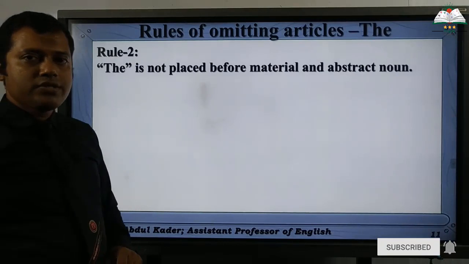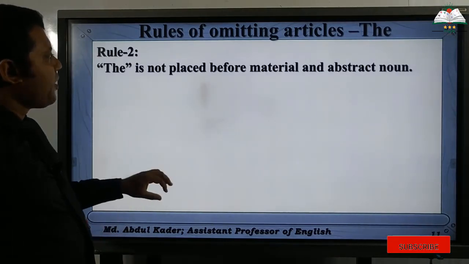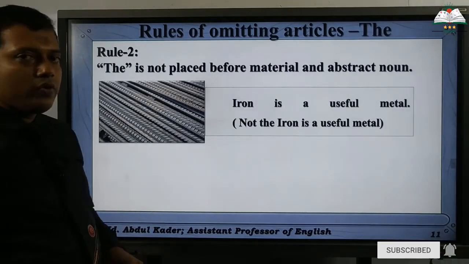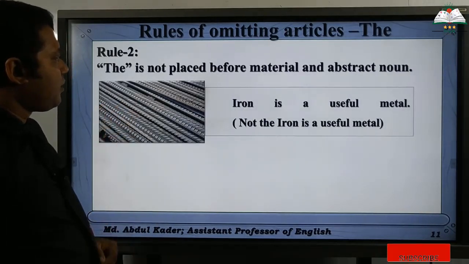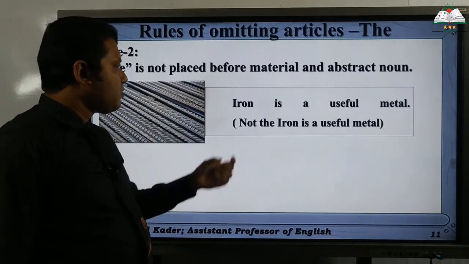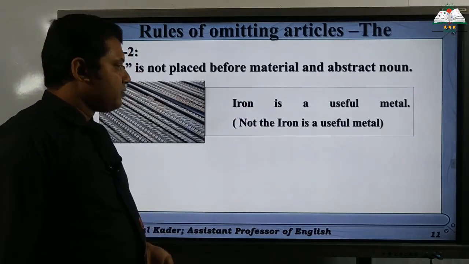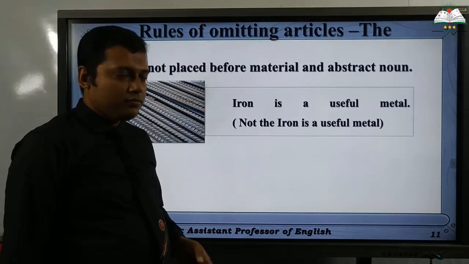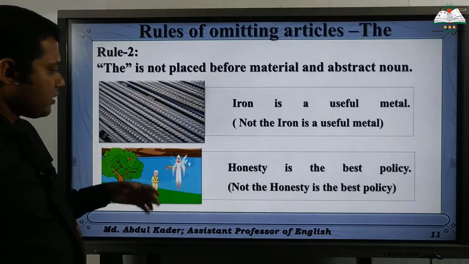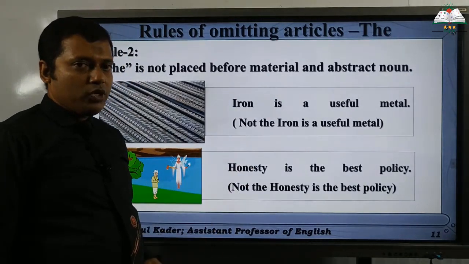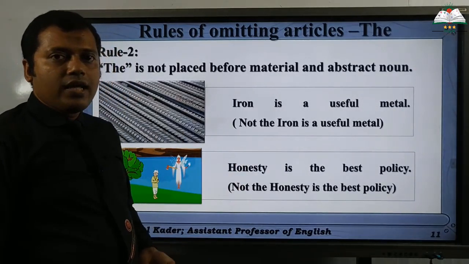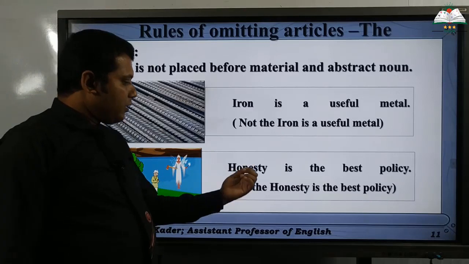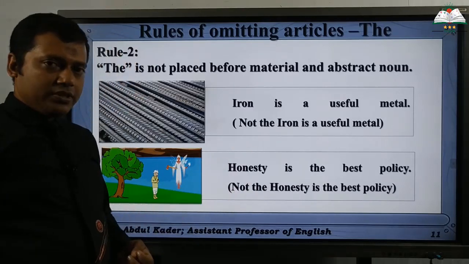Now rule number 2, dear student, the is not placed before a material and abstract noun. Look at this example. Iron is a material noun. Iron is a useful metal. So you can't say the iron is a useful metal. Look at this example. Honesty is the best policy. Honesty is an abstract noun. So you can't say the honesty is the best policy.